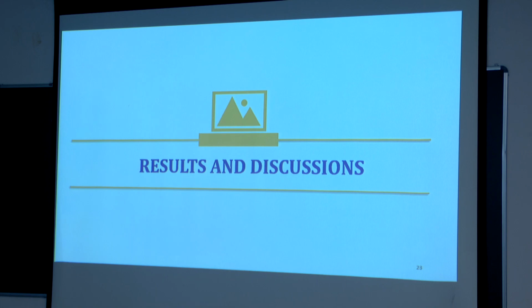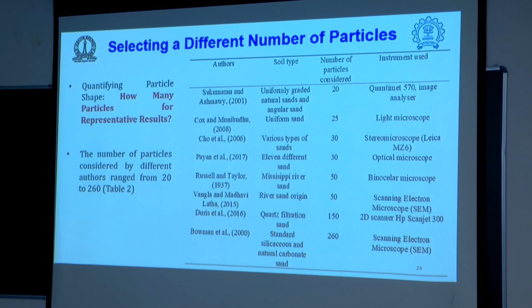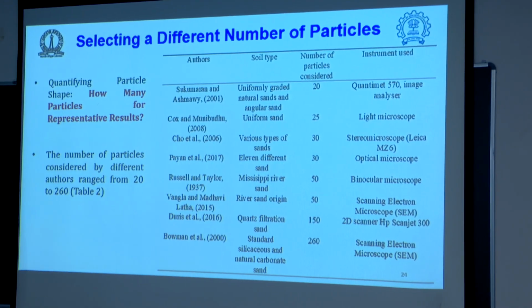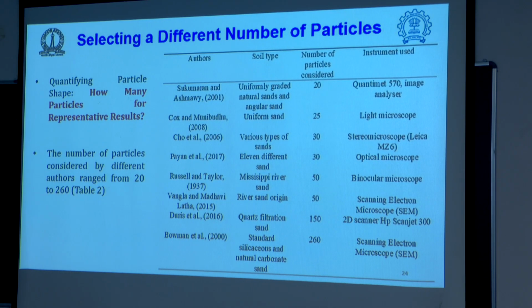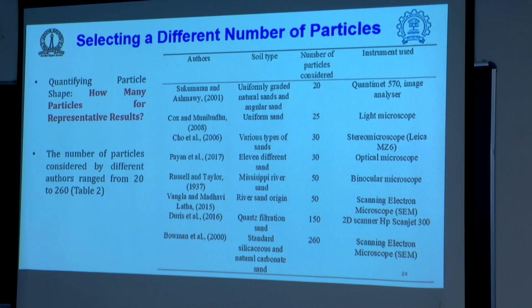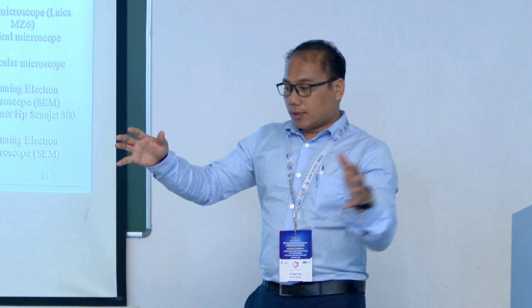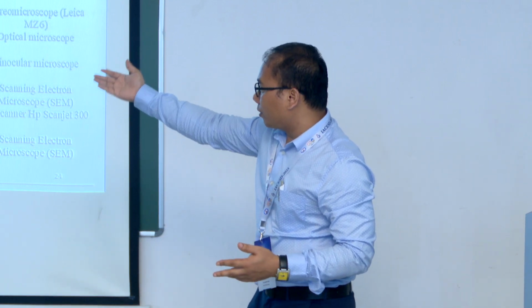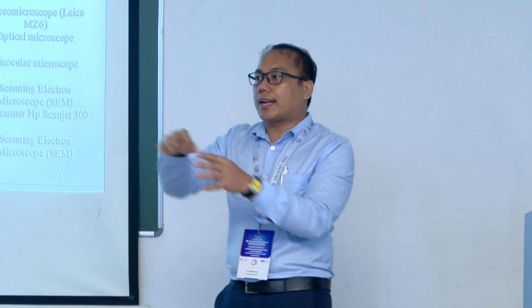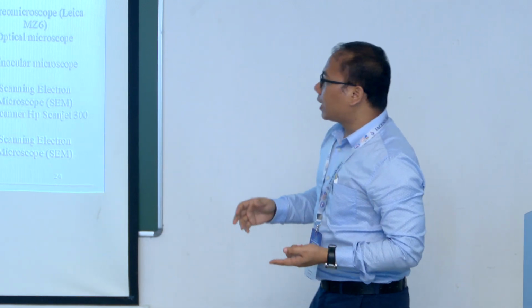So that we have to consider. Now coming to the results and discussions. While quantifying the particle shape descriptors, a fundamental question arises. What is that? How many particles should we take for quantitative analysis? Because there are a lot of particles, like thousands, millions, billions. So how many should be taken for a representative soil mass? That is a fundamental question, right?